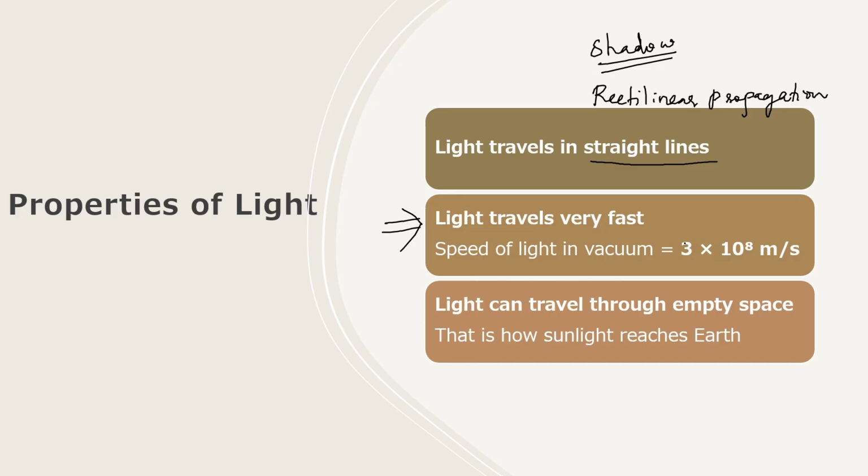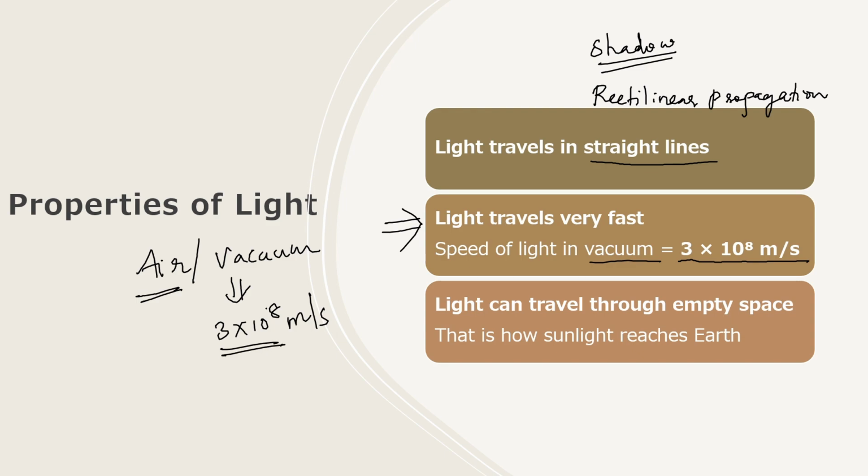The speed of light in vacuum is 3 into 10 power 8 meter per second. And for numerical problems, we take the speed in air as well as in vacuum as 3 into 10 power 8 meter per second for calculation purposes. But in air, the speed is slightly lesser than this 3 into 10 power 8. But for calculation, we approximate it to 3. So remember this value. And the third point, light can travel through empty space, which means that it does not require a medium to propagate.